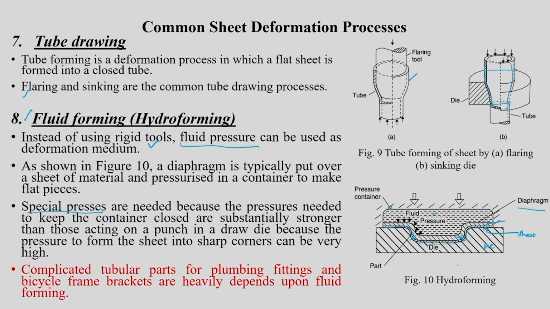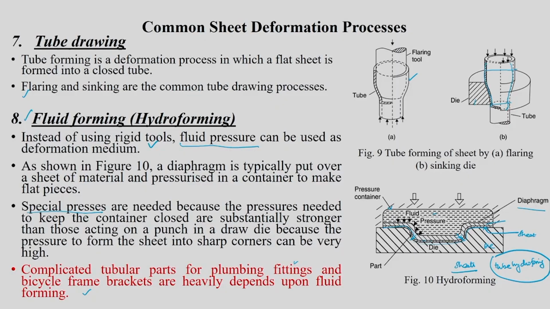So here this example is mainly for sheets. Similarly, tube hydroforming is also possible. We will see one chapter at the end of the course predominantly on tube hydroforming and why it is important for us. Complicated tubular parts for plumbing fittings and bicycle frame brackets are heavily dependent on fluid forming. So you can make this kind of plumbing fittings and bicycle frames. They are made by this kind of tube hydroforming process, which is otherwise generally made by 2 different processes.